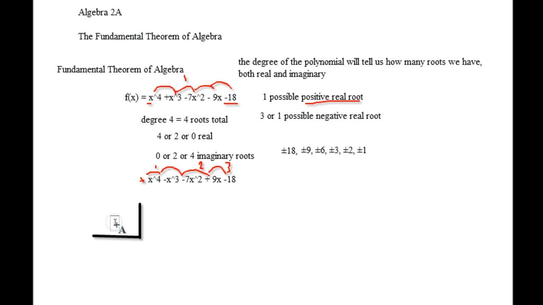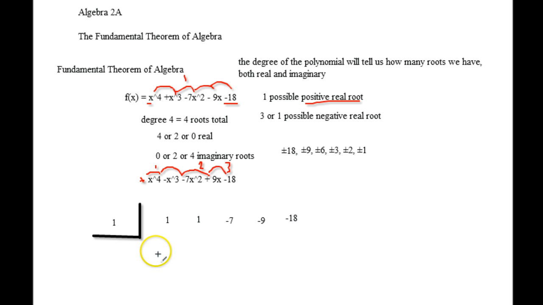And I think we're going to test out some. Let's go with possible positive. So let's try out 1 and see if we get it. We write the coefficients: 1 in front of x to the 4th, 1 in front of x cubed, then we have our negative 7, then our negative 9, and then our negative 18.